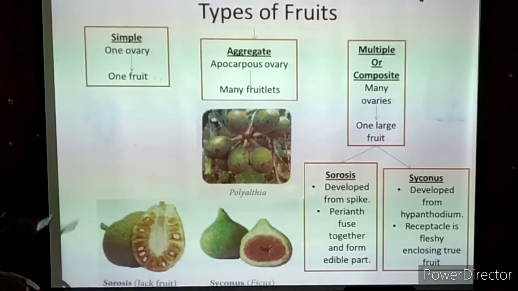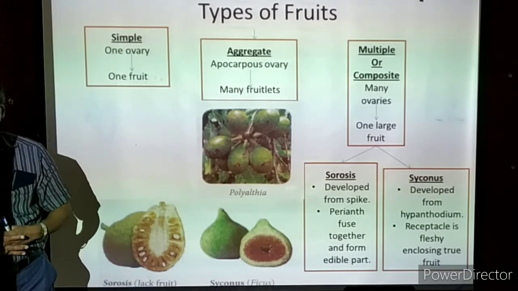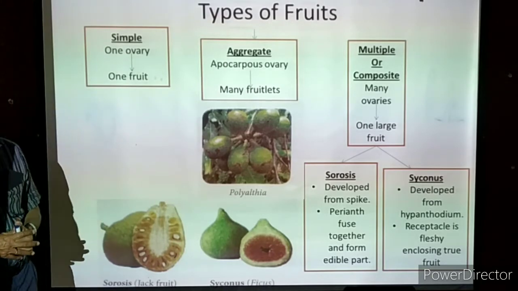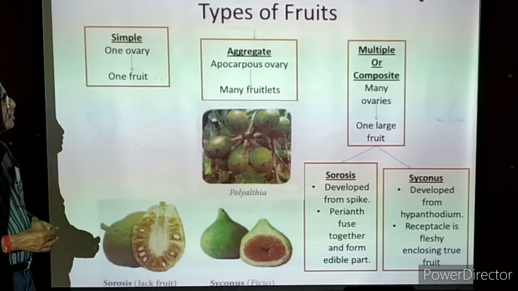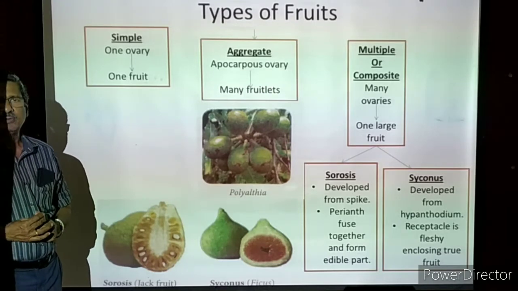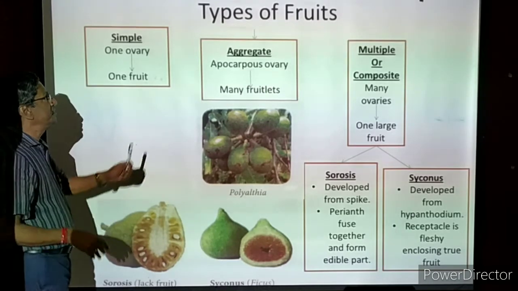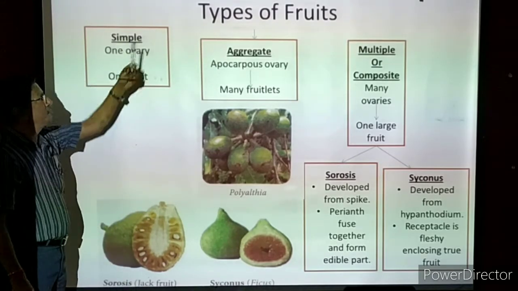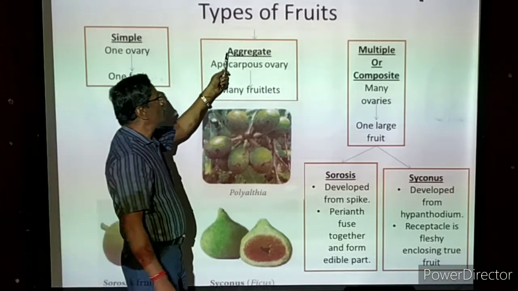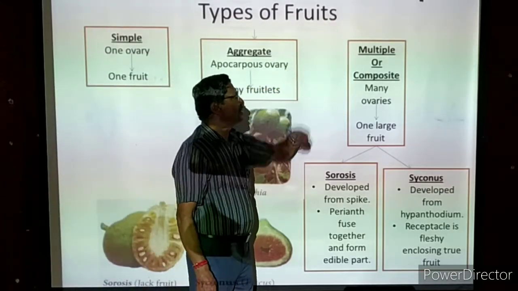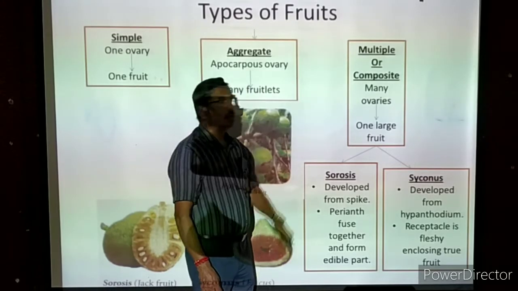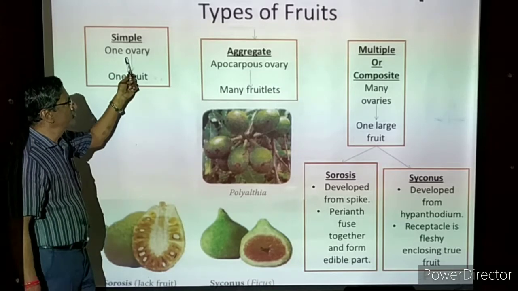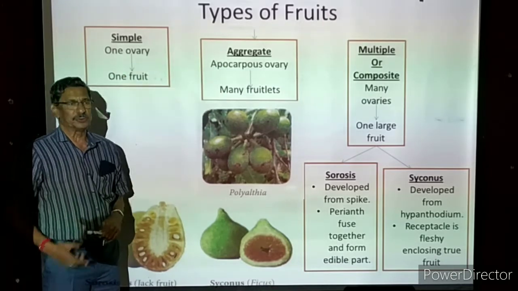Now, we are going to take types of fruits. If you take all the fruits from various types of plants, they are not exactly looking alike. There are different types. So, scientifically we have to classify the fruits into various types. First type of fruits are called the simple fruits. The second type is called aggregate fruits, and the third type is called multiple fruits or composite fruits. Now, I will give the basic difference between them.